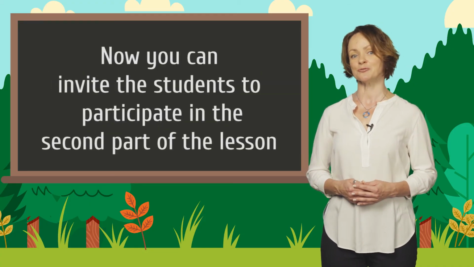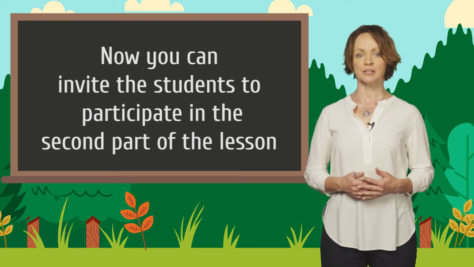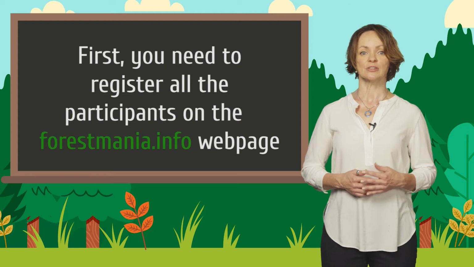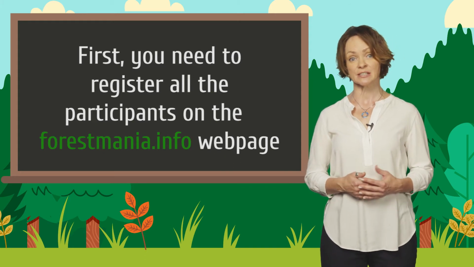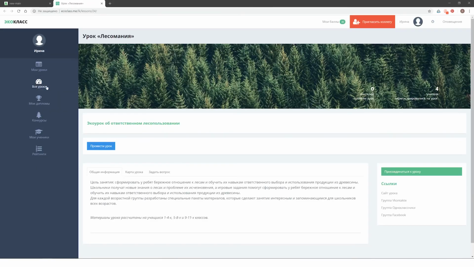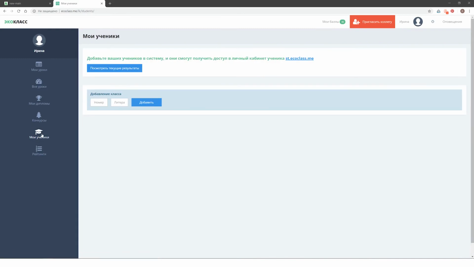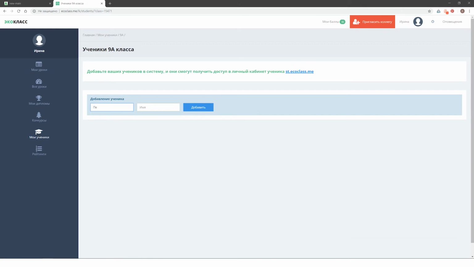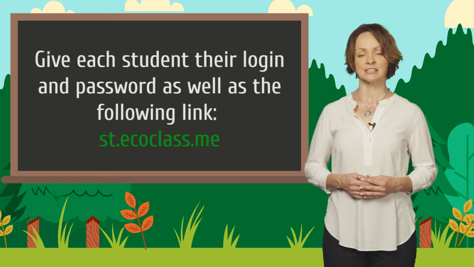Now you can invite the students to participate in the second part of the lesson, which they will need to go through themselves. But first, you need to register all the participants on our webpage. To do this, log into our account at this site and click on the tab titled My Students. This is the section where you register the class which is going to participate in the online part. Once you have entered a student's first and last name, the login and password to the student's user account appear. Give each student their login and password, as well as the following link, where they can register for the quest themselves.